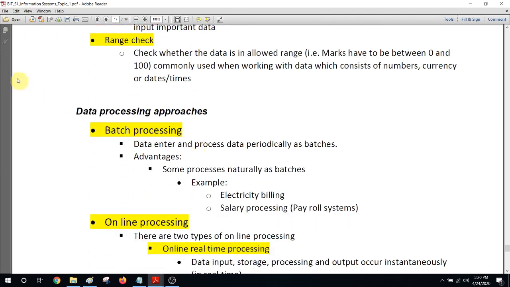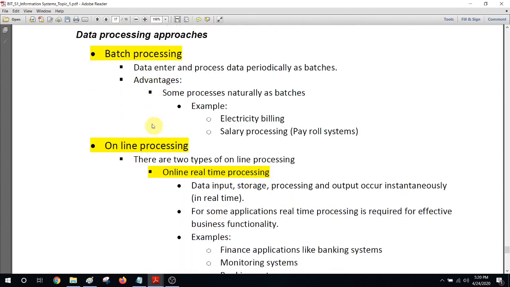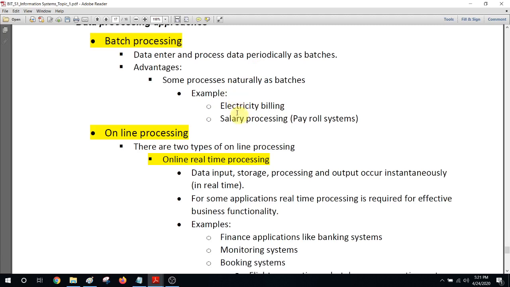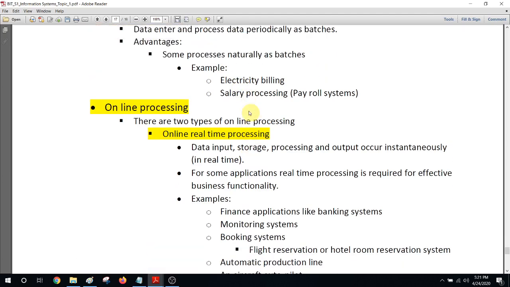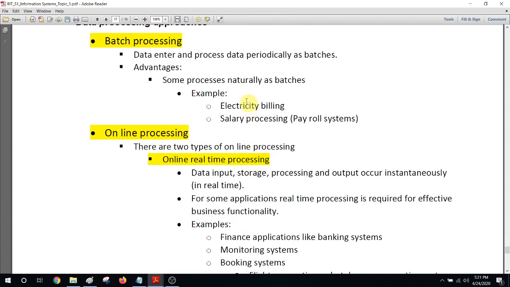And another important topic is the different types of data processing. We have two main processing approaches: batch processing and online processing. Batch processing means processing data batch-wise. That means every month, every week, or maybe at the end of each day we process. There are some typical usages for batch processing. But there is another type called online processing, which you can subdivide into two again: online real-time processing and online delayed processing. Online real-time processing means you gather data online and instantaneously, at the same time, you process it.